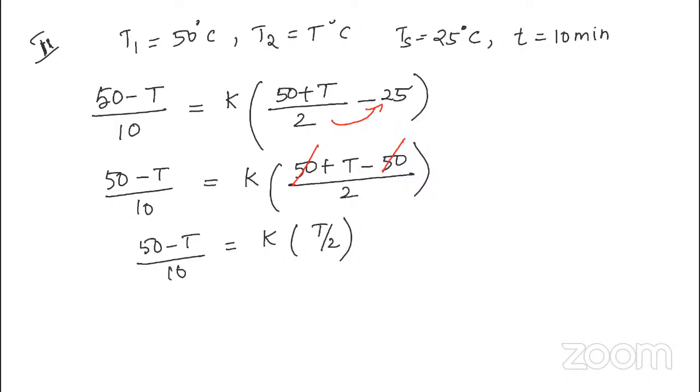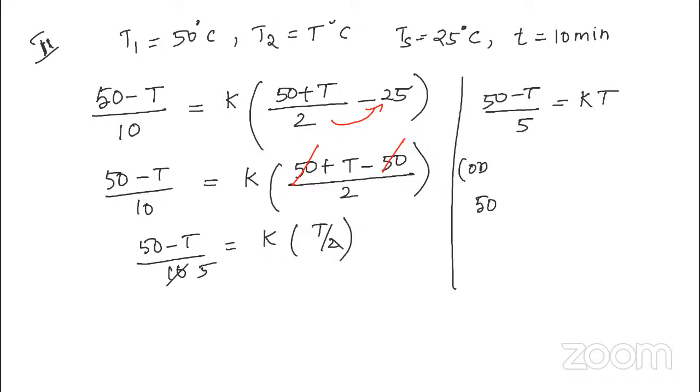For the next step, you just cancel this one. It is 5. Okay, so what about the remaining values? That is (50 minus T) divided by 5, which should be equal to K into T. Or we have to write it as 50 minus T is equal to 5 into KT. So take this as equation 2.